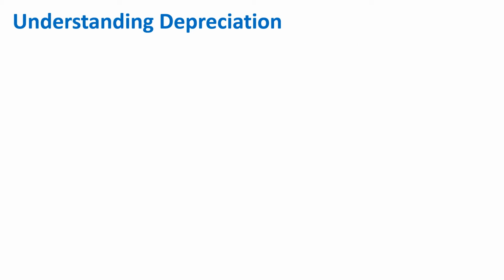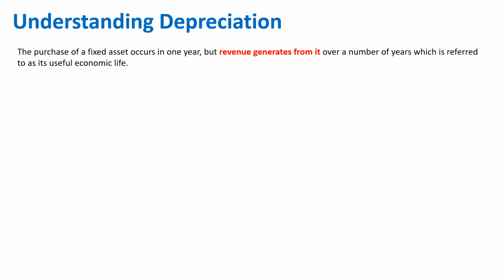Now let's try to understand why depreciation is required. What is the need of depreciation? The purchase of a fixed asset occurs in 1 year. That means today, if you have decided to buy a computer, you pay the full amount to the vendor and you get the computer, correct? But revenue is generated from it over a number of years. That means you are going to use this laptop for 3 years, 5 years, or maybe 6 years, which is referred to as the useful economic life.